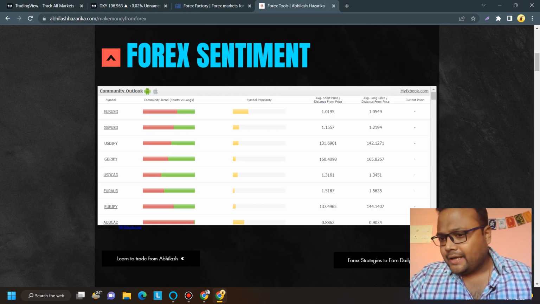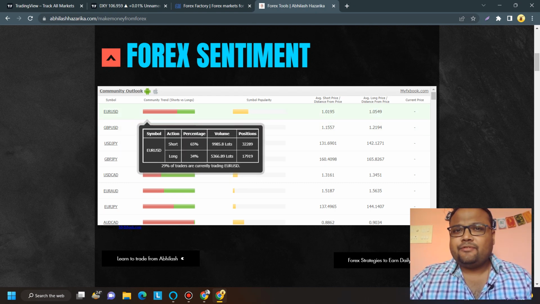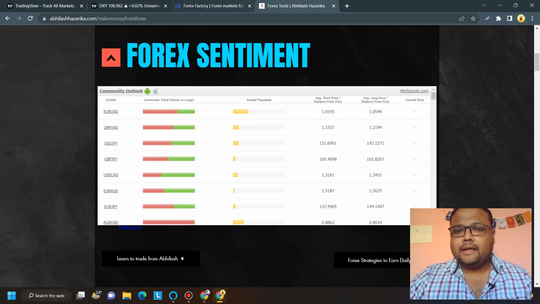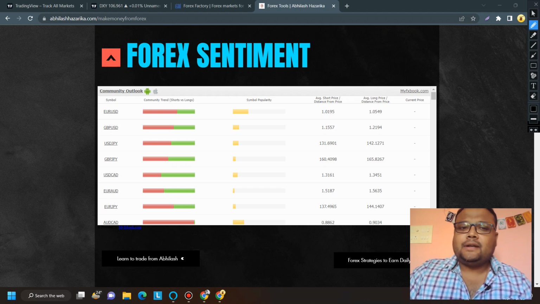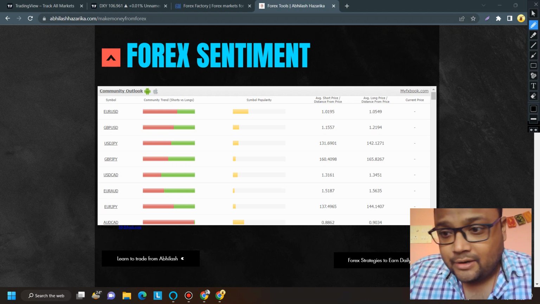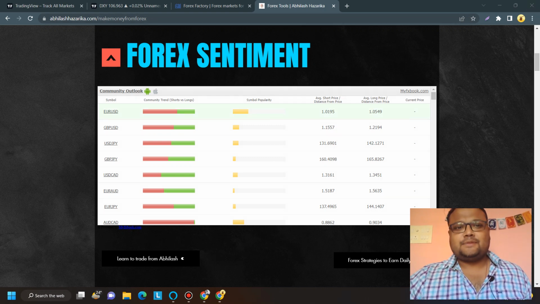And if we look at the Forex sentiment meter, it's saying that 65% of retail traders are on the sell side and 34% are on the buy side. Usually we see the market acting against the sentiment meter. So if the sentiment meter is saying that the retailers are on the sell side, then there is a possibility that the market will move towards the upside.